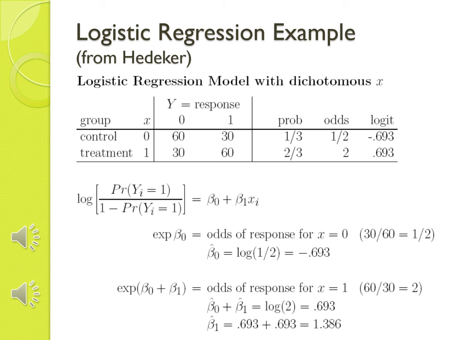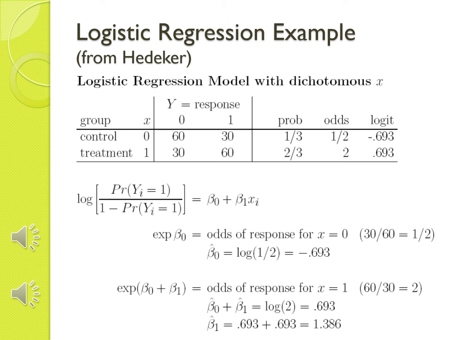So let's continue. There's some formulas down here, and they will lead to more meaningful things on the next slide. But if I want to calculate the exponent of beta 0, these are the odds of the response for x being 0. If x is 0, then the beta 1 times x becomes 0. So what are the odds that I end up in group 0? We know that we have a half. The odds are a half. We figured that out earlier up in the table.